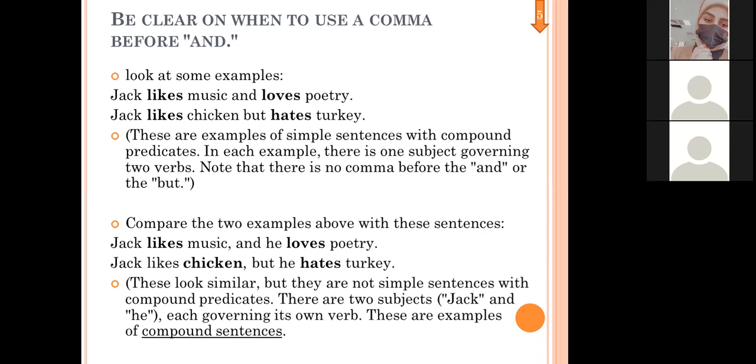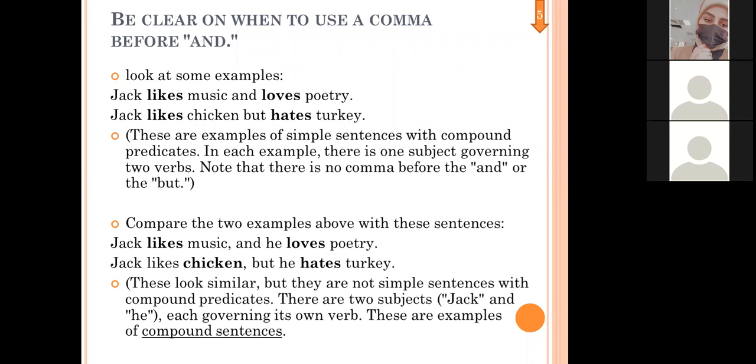With a compound predicate, the second half of the predicate cannot stand alone as a sentence because it doesn't have its own subject. Loves poetry is not an independent clause. That is why there is no comma before and.